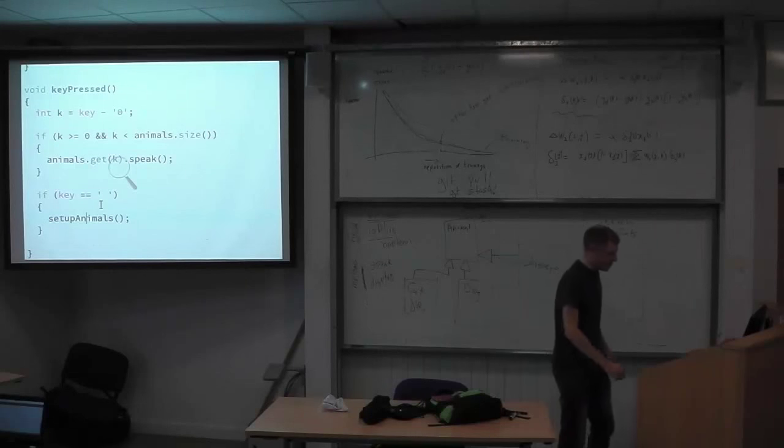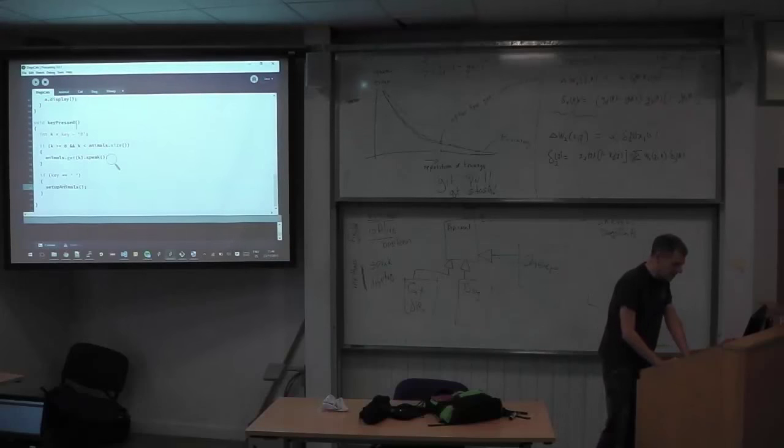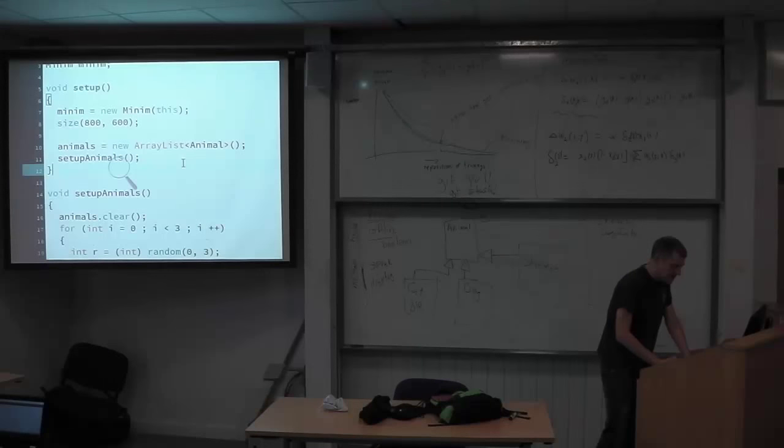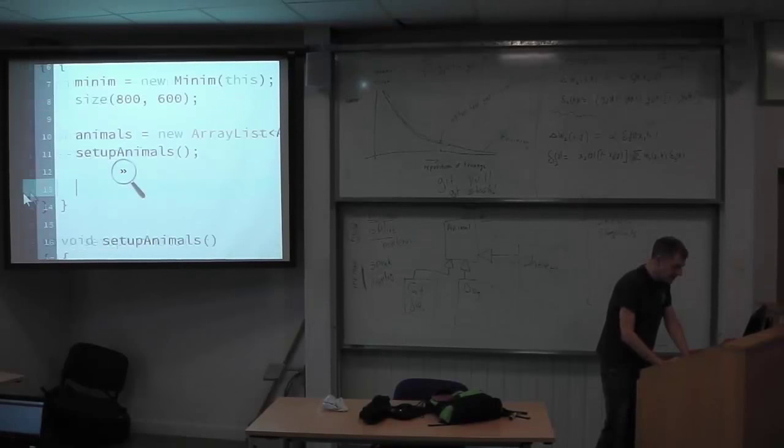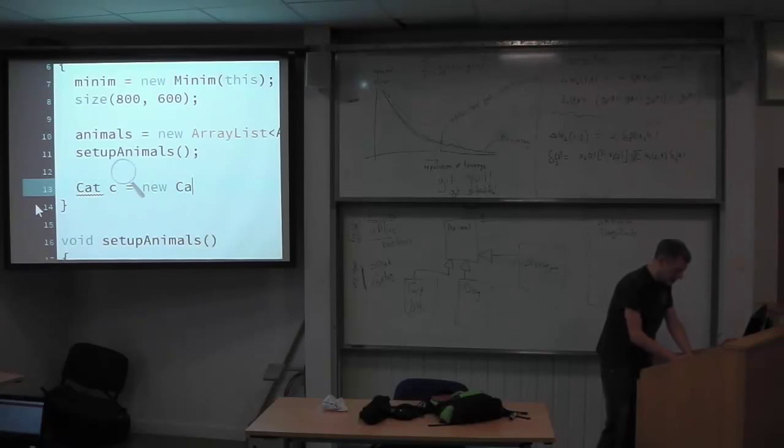Right, let's try one little thing here, okay? I'm just probably going to do this in the setup method. Some things that you can do. It's still okay to do this. Look carefully, you can still do this. Cat c equals new Cat. Or Cat tom equals new Cat.